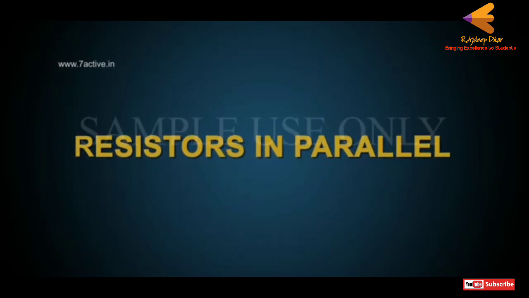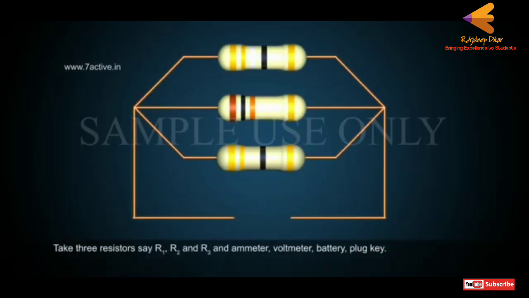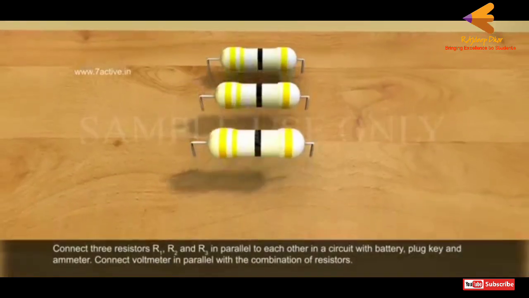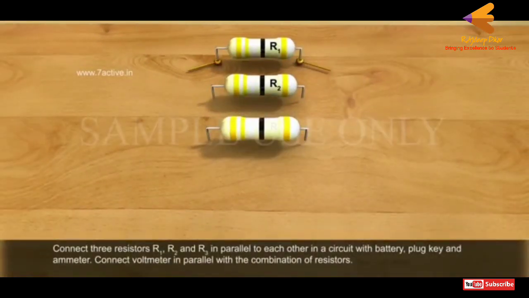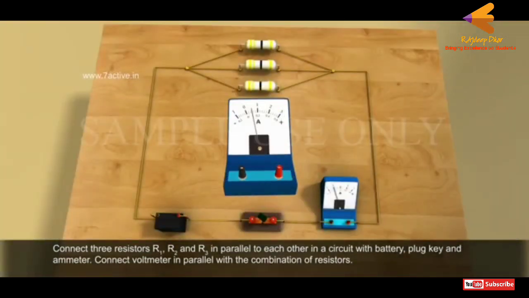Resistors in parallel. Now let us see the parallel arrangement of resistors. Take three resistors, say R1, R2 and R3, and ammeter, voltmeter, battery, plug key. Connect three resistors R1, R2 and R3 in parallel to each other in the circuit with battery, plug key and ammeter.